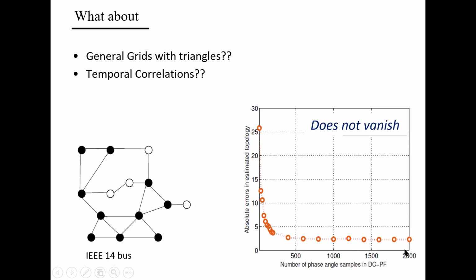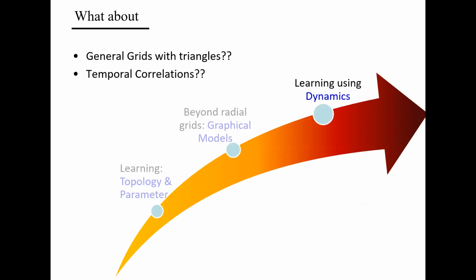So how do you do with general grids when you have triangles in the system? Secondly, I was only talking about static samples, when you have independent samples of voltages coming from independent samples of injections. What if the samples of voltages and injections are correlated in time? This makes sense more from PMU based learning schemes where, because the sampling time is so short, the samples are not independent, but they seem to have correlations across time. So how do you take care of both of them? Well, that brings me to the final part, where I'll talk about how you use some of this graphical model based architecture to learn even when there are dynamics in the system.